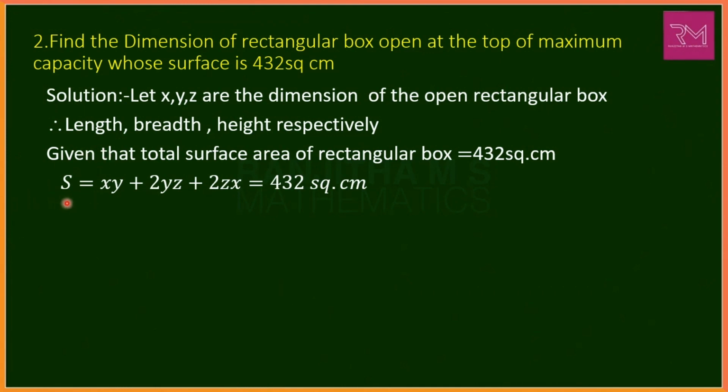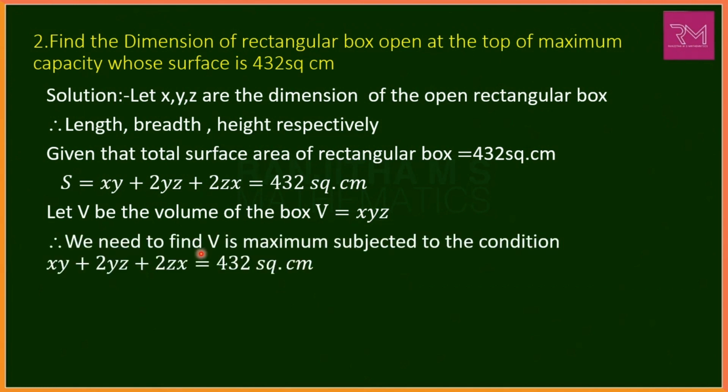Call this S, that is surface area. We can write it as S is equal to xy plus 2yz plus 2zx, which is equal to 432 square centimeter. Let V be the volume of the box. For a rectangular box, the volume is given by x into y into z sides. Multiplying all these sides, we get the value of volume. That is, the volume of the box is V, which is equal to x into y into z. Hence, we have to find the maximum value of V subjected to the condition xy plus 2yz plus 2zx is equal to 432 square centimeter.